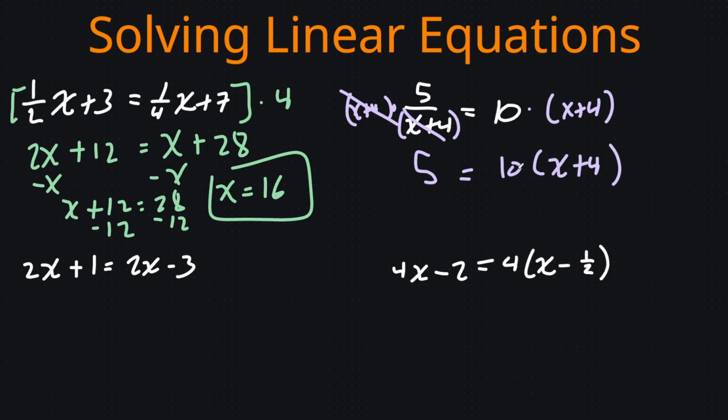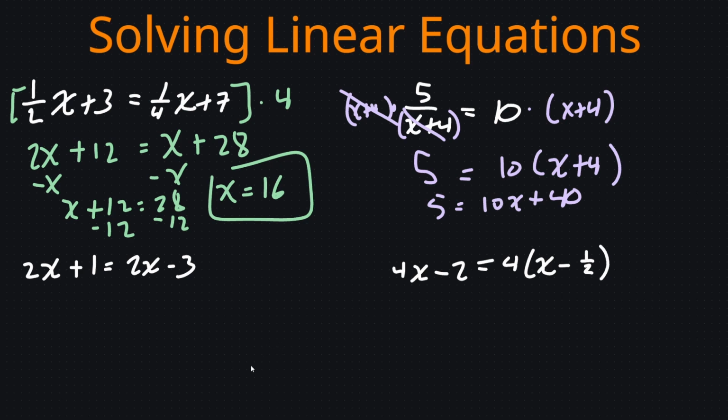Now we need to continue trying to isolate x. Oh, there's a distribution. I can just distribute. So I get 5 is equal to 10x plus 40. And then I can work to isolate x by removing the 40 and the 10. The question is, which one comes first?